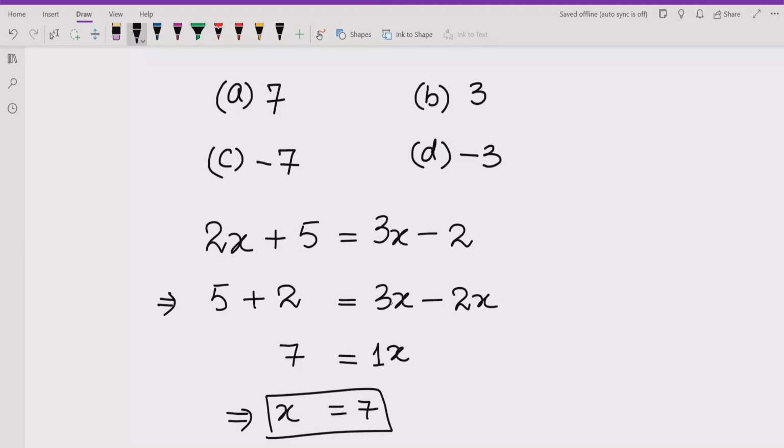So this is the answer to this question. The correct answer to this question is 7, not minus 7, not minus 3 or 3. So the correct answer to this question is 7. So I hope you understand how we can find the value of x in a very simple way.